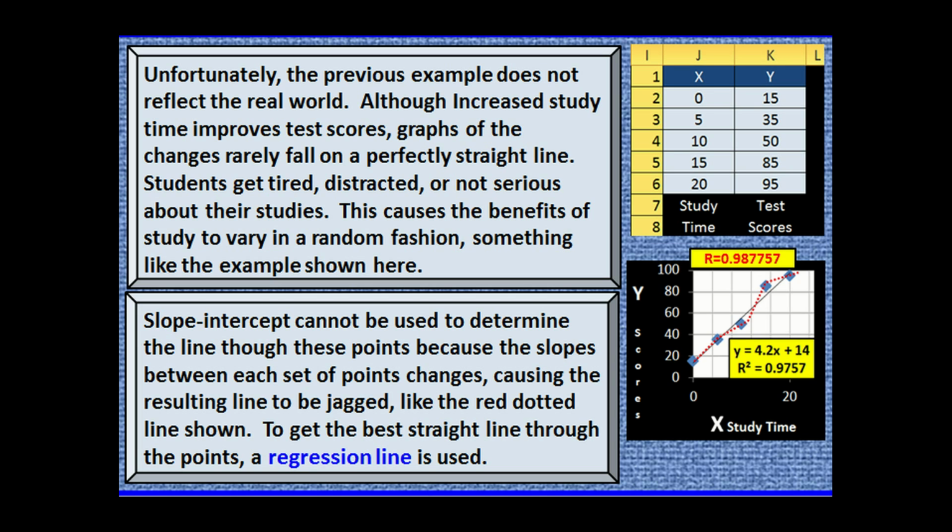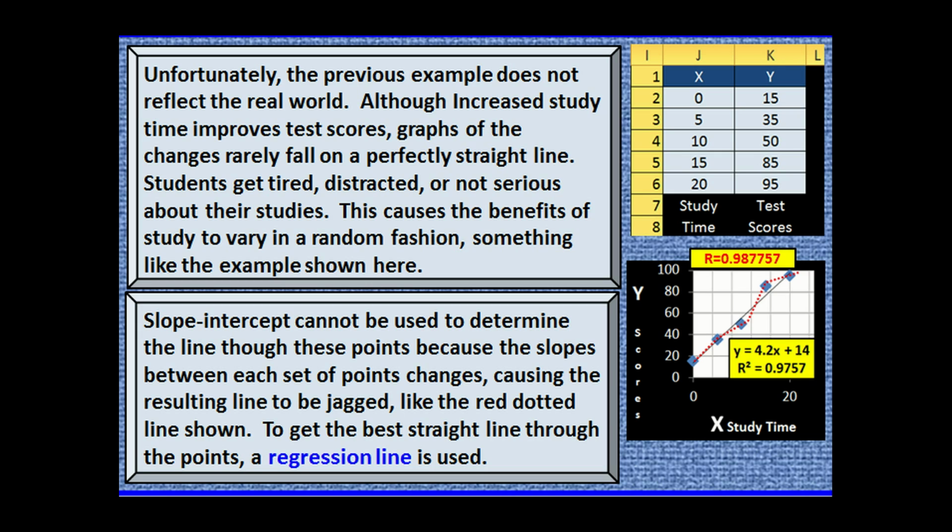Unfortunately, the previous example does not reflect the real world. Although increased study time improves test scores, graphs of the changes rarely fall on a perfectly straight line. Students get tired, distracted, or not serious about their studies. This causes the benefits of study to vary in a random fashion, something like the example shown here. Slope-intercept cannot be used to determine the line through these points because the slopes between each set of points change, causing the resulting line to be jagged like the red dotted line shown.